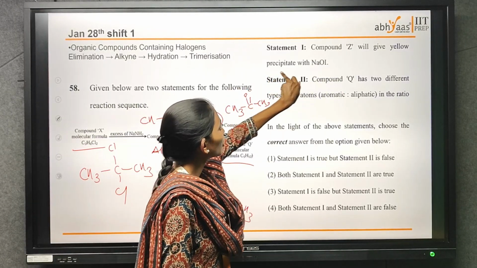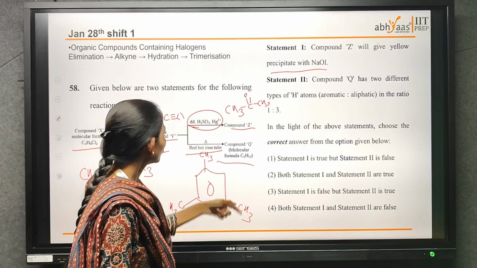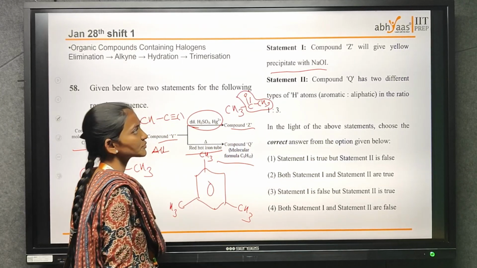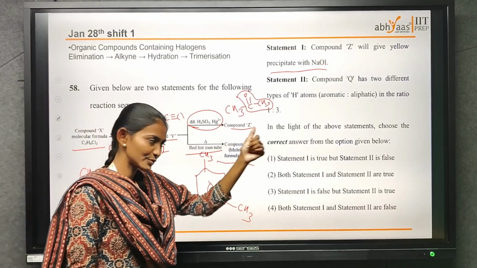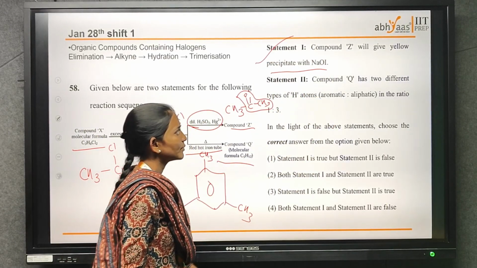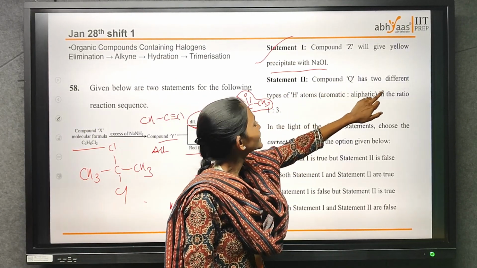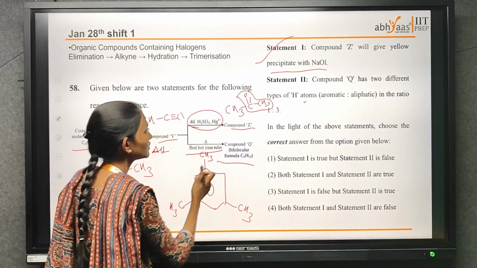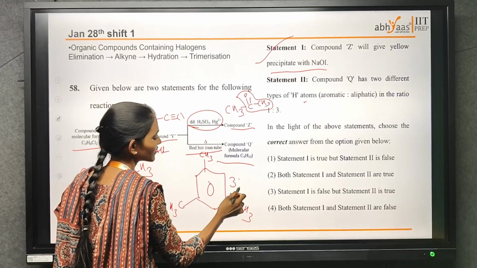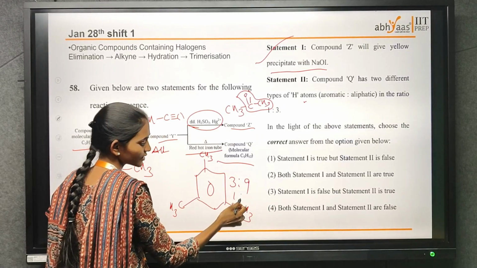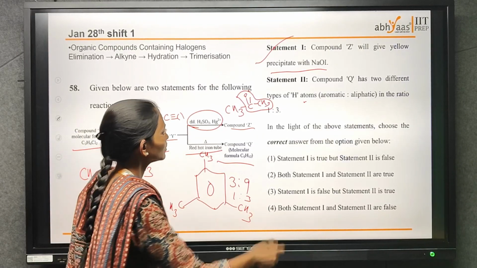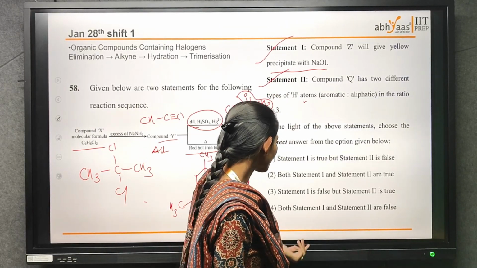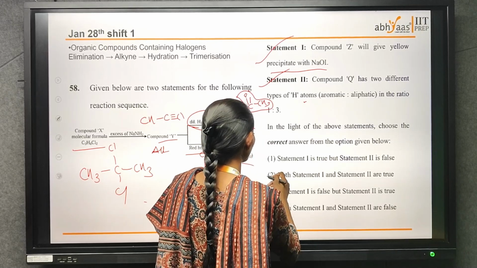Compound Z will give yellow precipitate with NaOI. If you take this compound, which is a ketone, with NaOI, it gives a precipitate. Then statement 1 is true. Moving on to statement 2, compound Q has 2 different types of H atoms, aromatic and aliphatic, in the ratio 1:3. If you see here, compound Q actually has 3:9, which is 1:3, right? So statement 2 is also true. Hence statements 1 and 2 are true. So the option is the one where both are true.